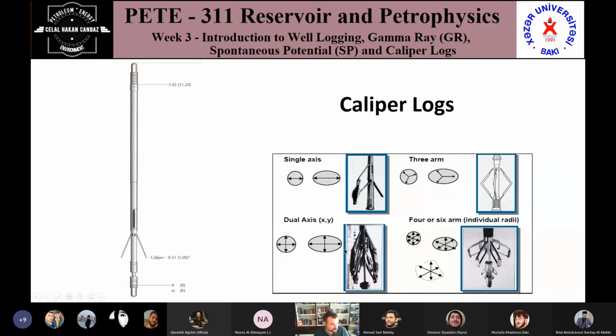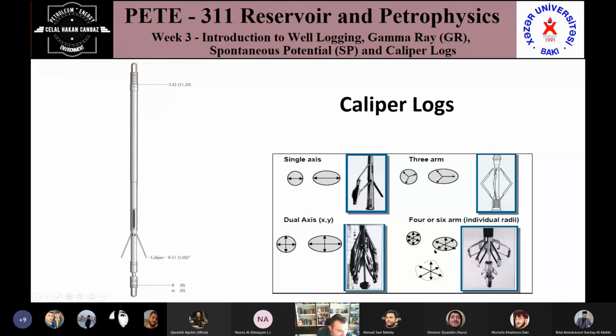3-arm, for example, dual axis, 2-arm, 4 to 6-arm, okay? And single axis also is valid. This is an old one actually. There's a single axis, 2 axis, dual axis, sorry, 3-arm and 4 to 6-arm versions you can see. For example, here, this is the real borehole, something like this, okay? Not a circle, a real borehole like this.